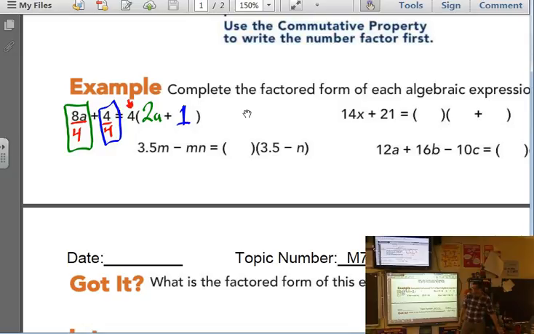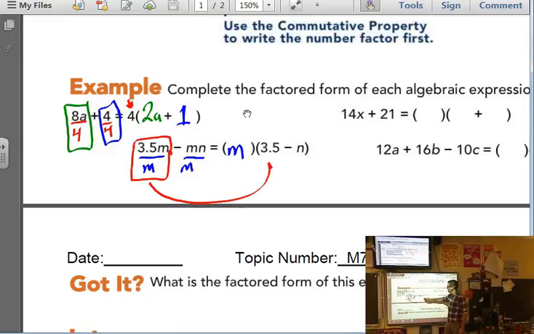So, Andrew, here they give us the values inside the binomial. They don't give us our common factor. So what we have to think through is, what could I divide both of these by? What is common to each of them? The m. So we divide by m and m. We get m as our common factor out front. And we see this 3.5m divided by m gives us just 3.5. Exactly. And this mn divided by m just becomes the n.